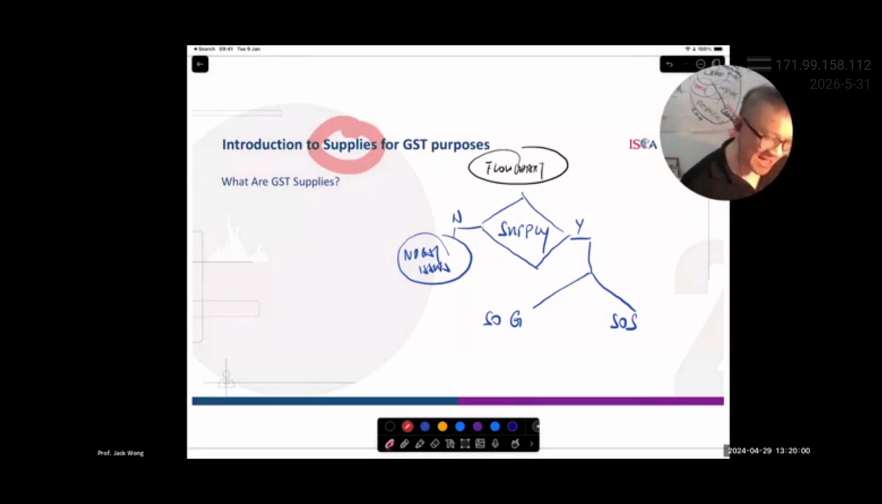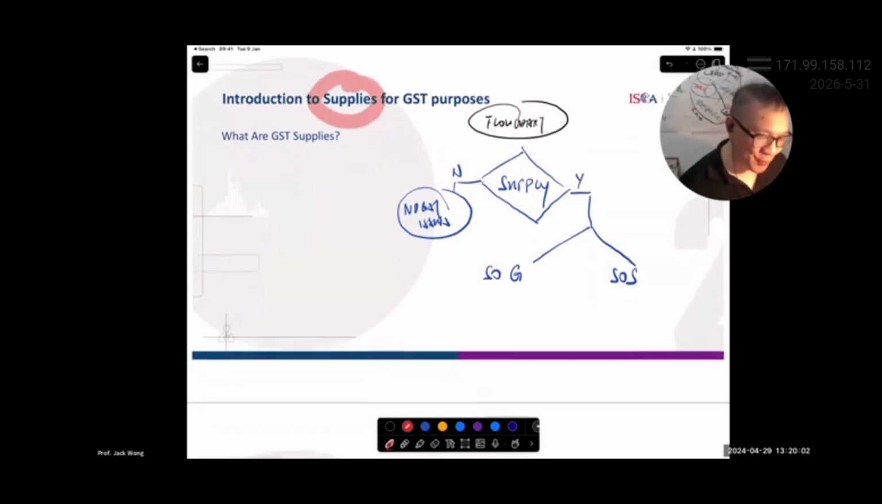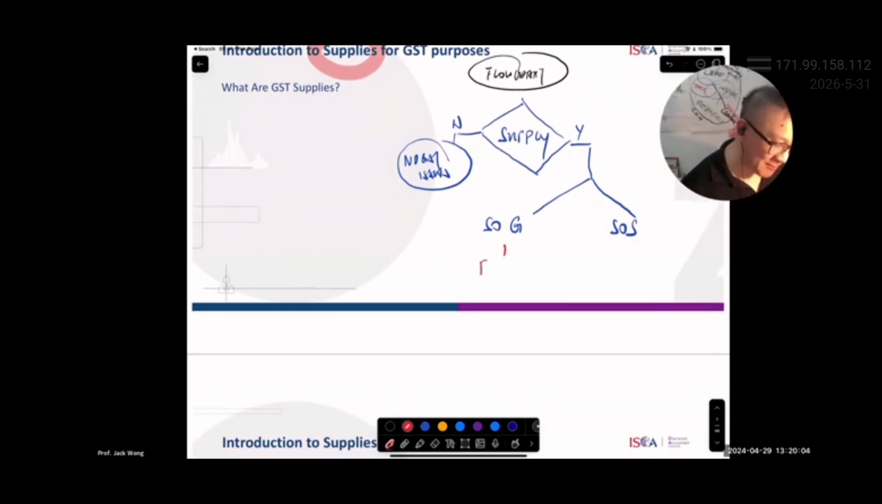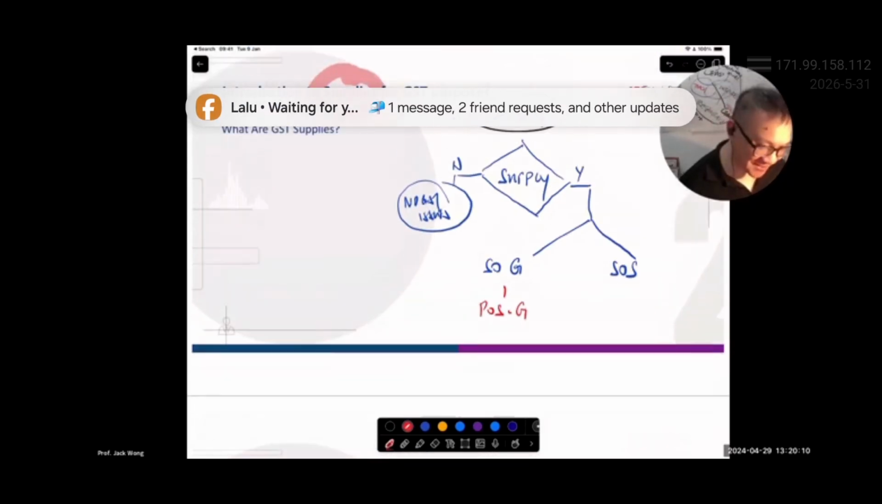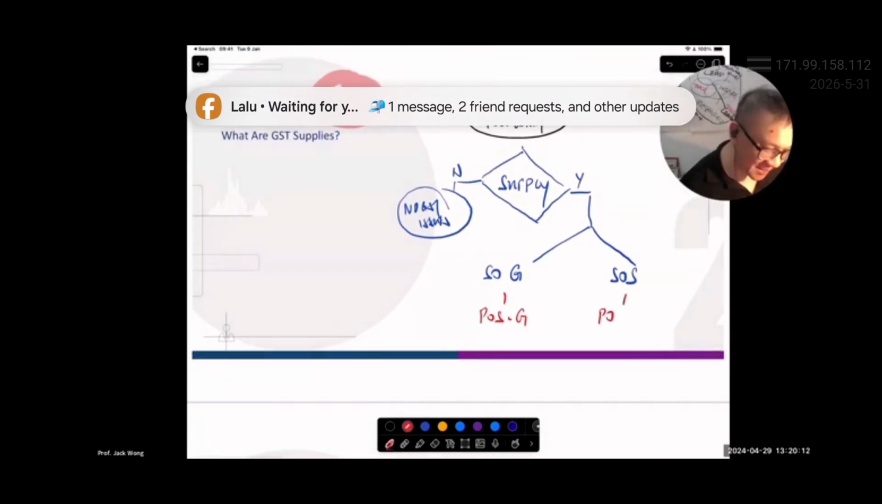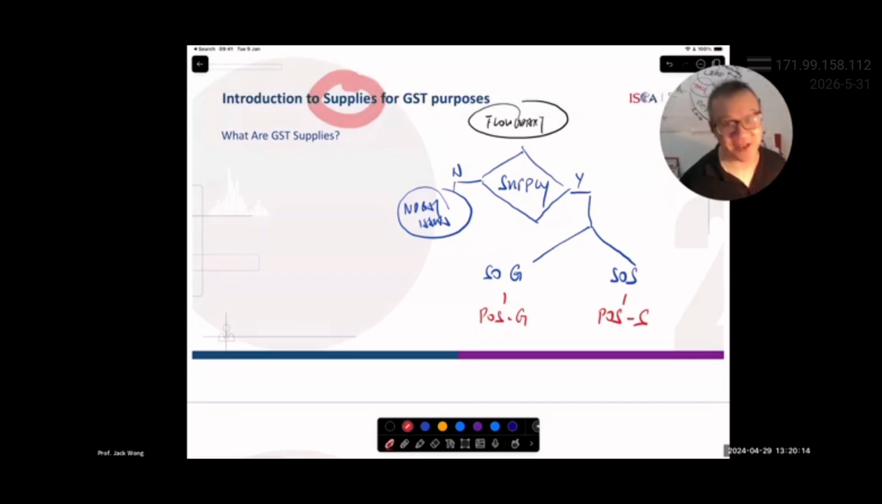Because if I know it is a supply of goods, then I apply the place of supply rules for goods. And if I know that this is a supply of service, then I apply the place of supply rules for services. This is how I solve a GST issue to start with. And therefore, it is very important for us to understand, hey, what is this concept of supply? What is it all about?